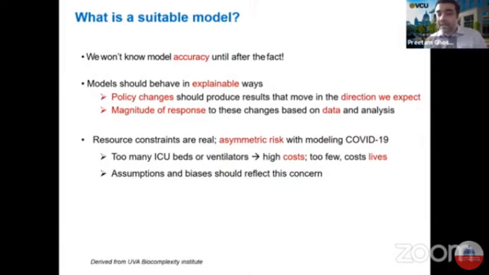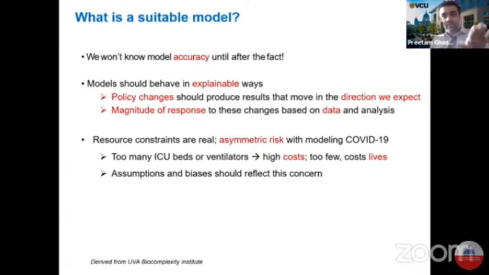Resource constraints are real, and there is an asymmetric risk with modeling COVID. Okay, now this is very important. Modeling of COVID is just not another modeling activity. This has serious health concerns and concerns in the public domain. For example, if for a hospital capacity simulation we predicted too many ICU beds and ventilator requirements, that amounts to high costs, right? If the model is off and predicts a much larger requirement of resources, we are looking at high costs in scenarios like that.